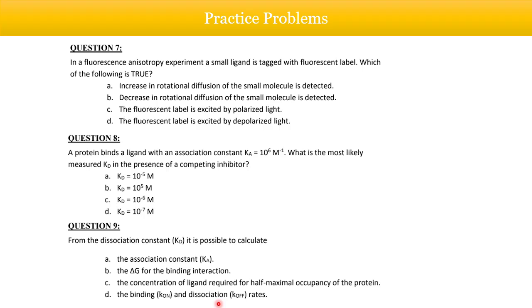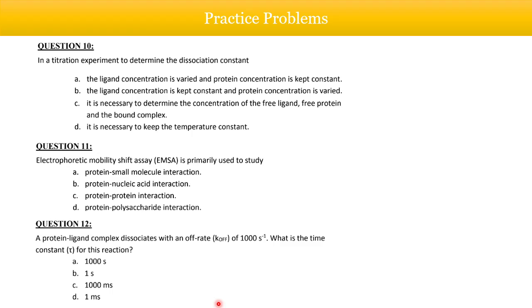So A, B and C, all three can be calculated, but the on rate and the off rate cannot be commented on, or we cannot comment on the on rate or the kinetics. We can only do that when we do SPR.